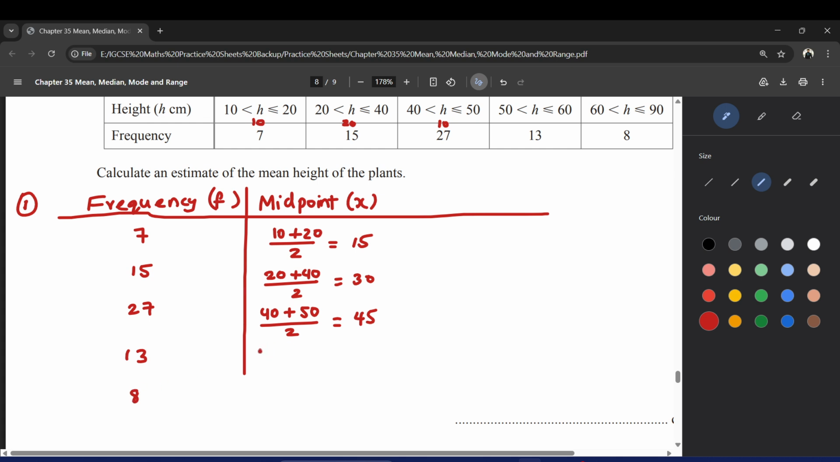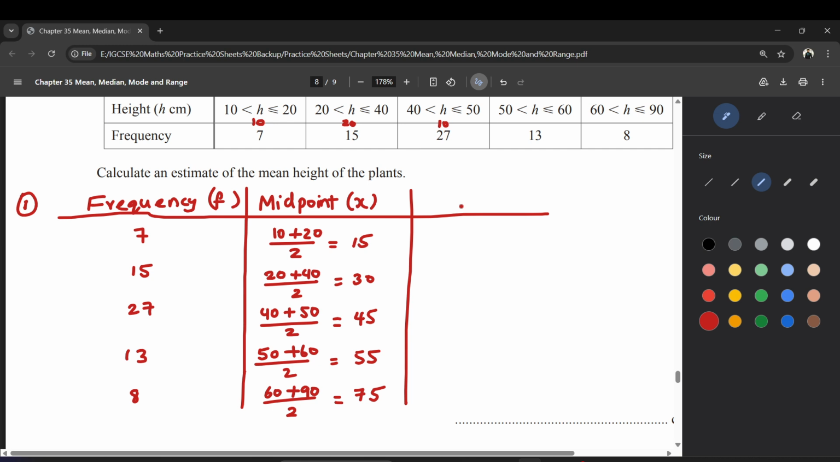So for 13, we have 50 plus 60 divided by 2. That would be 55. And for 8, we have 60 plus 90 divided by 2. So that would be 75. Okay. So these are your x values.